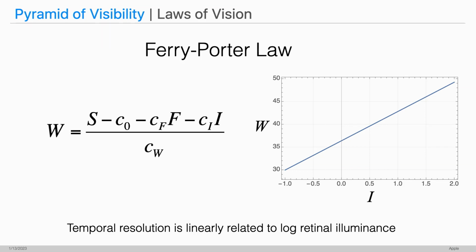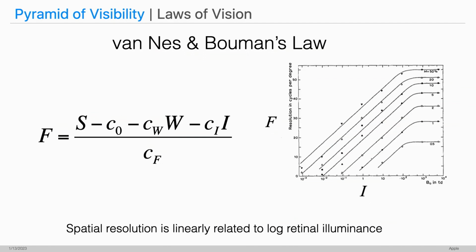So here is what I call the Van Nes-Bouman law. And that says that spatial resolution is linearly related to the log of the retinal illuminance. And there's the equation, and these are some data from Van Nes and Bouman where those diagonal sections are showing the relationship between retinal illuminance on the horizontal axis and the limit of visual resolution on the vertical axis. You notice there is a kink at the top, so this rule doesn't persist forever. At some point, light adaptation ceases to have an effect, and then this no longer works.